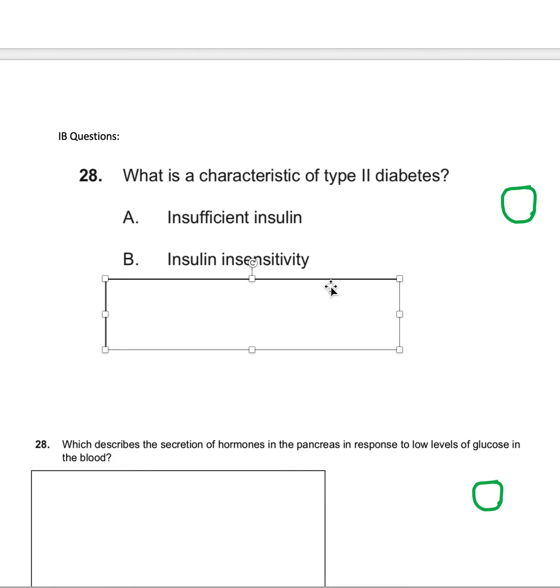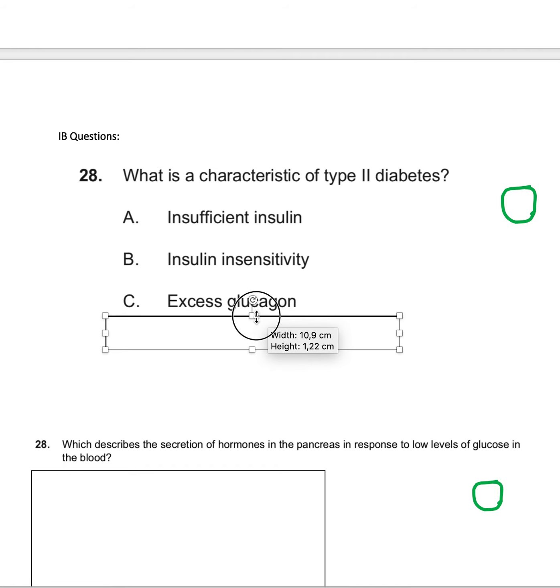Insulin insensitivity. What that means is it's insensitive to insulin, which means it doesn't understand insulin. It doesn't react to insulin. This makes sense because your body does make the insulin, but the insulin cannot have an effect because the body doesn't understand what it wants. So this could be correct, but let's keep going and make sure that is the correct answer.